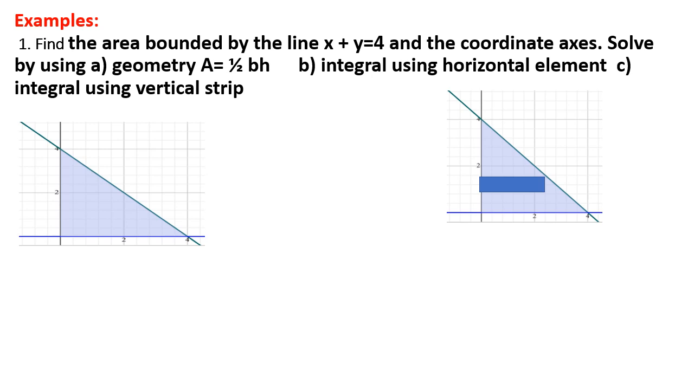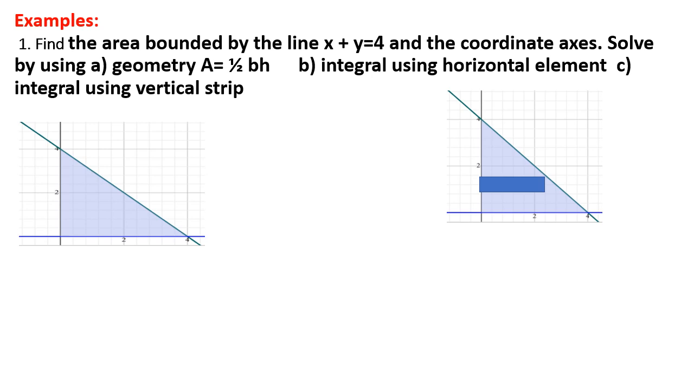Find the area bounded by the line x plus y equals 4 and the coordinate axes. Solve by using geometry, A equals 1/2 bh. Then integrate using a horizontal element. Then integrate using a vertical strip.